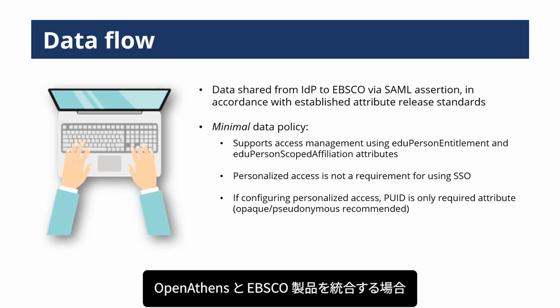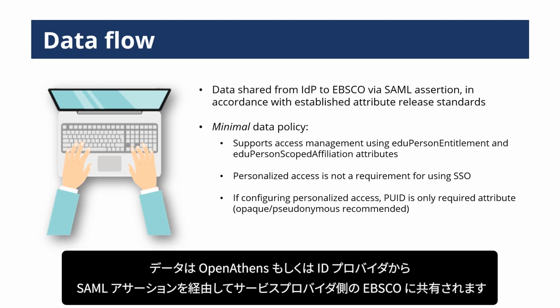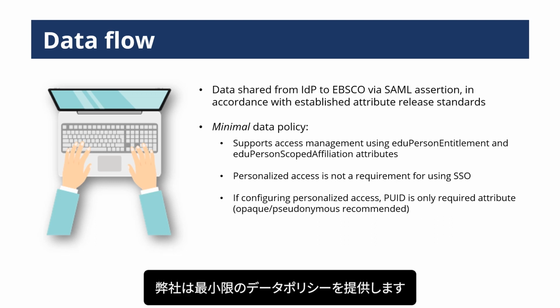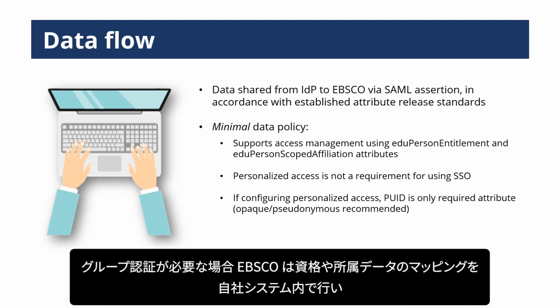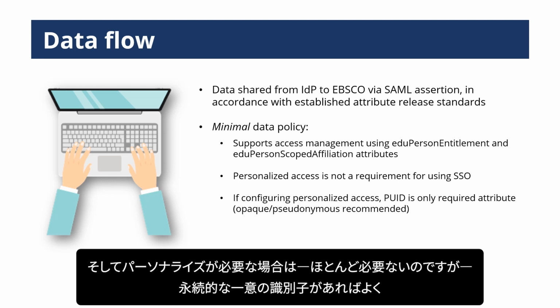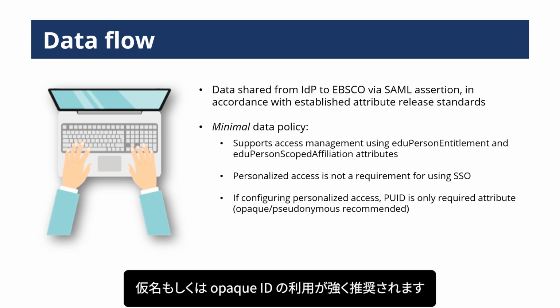In an integration between OpenAthens and EBSCO, data is shared from OpenAthens, the identity provider, to EBSCO, the service provider, via a SAML assertion. EBSCO offers a minimal data privacy policy. If group authorization is needed, EBSCO allows for mapping entitlement or affiliation data in our system. And if personalization is needed, though it is rarely required, a persistent unique identifier is all that is required, with pseudonymous or opaque IDs always recommended.